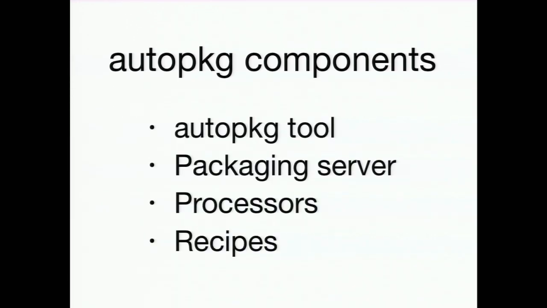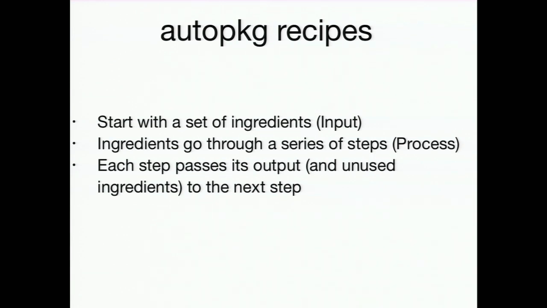So let's talk a bit about the pieces of AutoPkg. It consists of the actual AutoPkg command line tool, a packaging server, and then there are processors, which are the building blocks for recipes. And AutoPkg recipes start with a set of ingredients, which we call the input. Just like a real recipe, you get your ingredients together. And then those ingredients go through a series of steps. We call that the process. Each step in the process passes its output and any unused ingredients to the next step in the process.